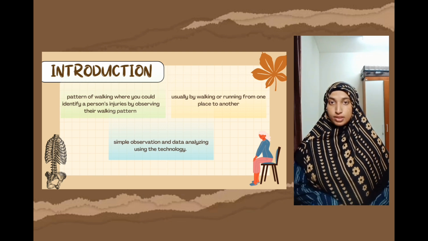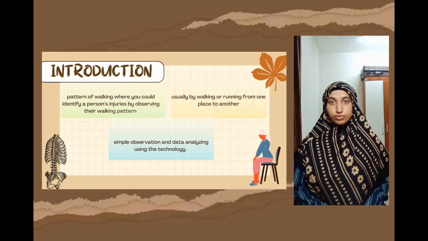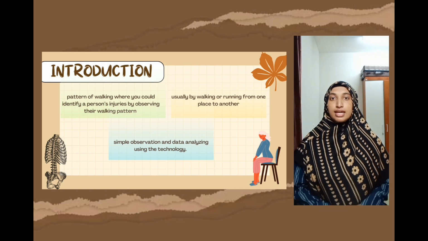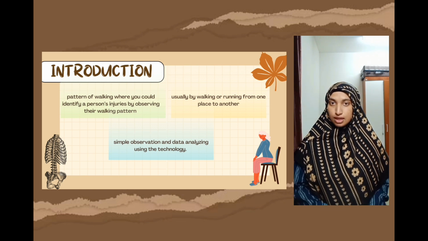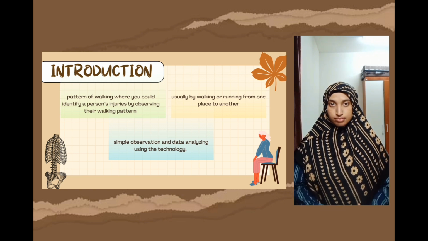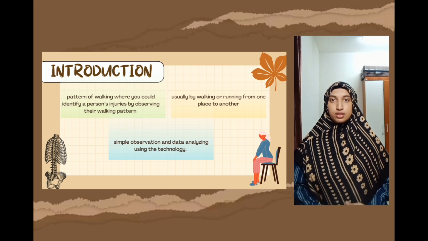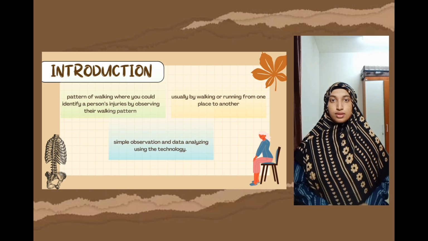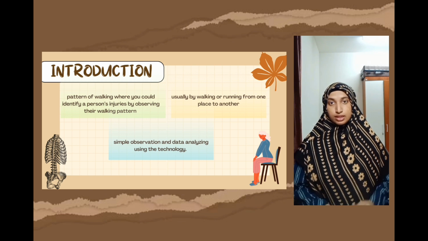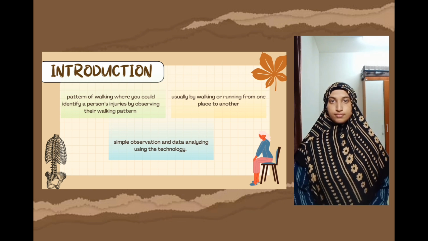The best moment to observe their walking pattern is when they enter the room for analysis. This is because that is their true walking style, rather than when we ask them to walk. Most of them would likely pretend that they have a good walk, and that will make the data that we collect not really accurate.